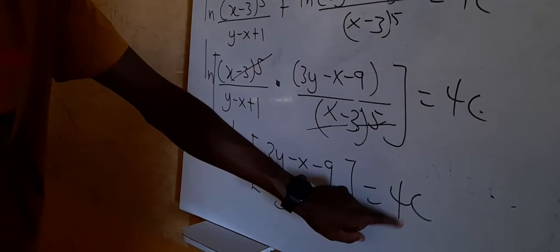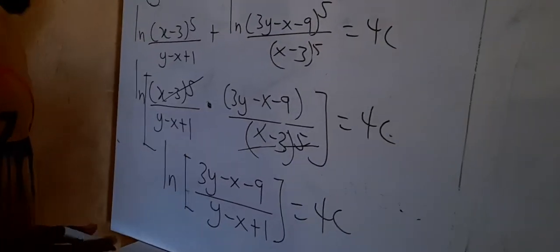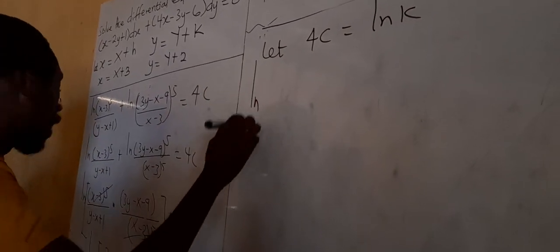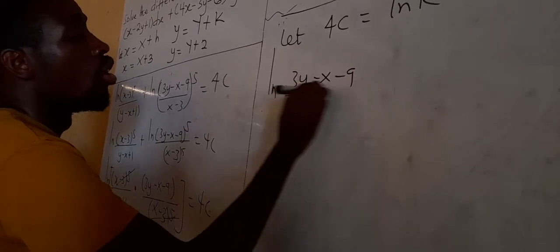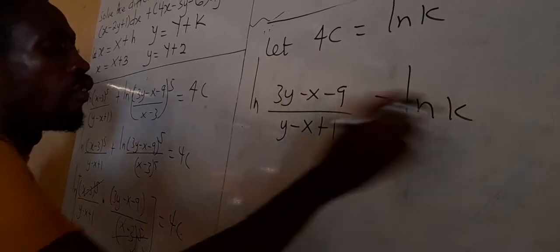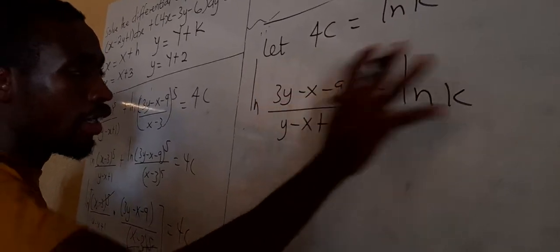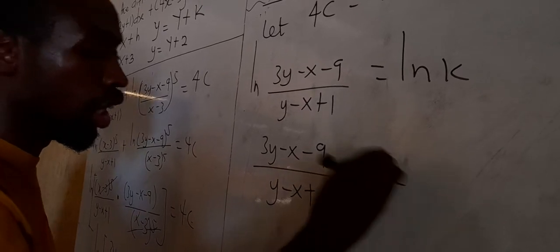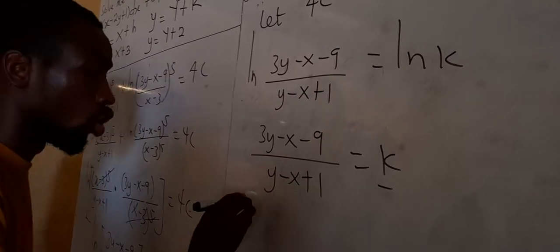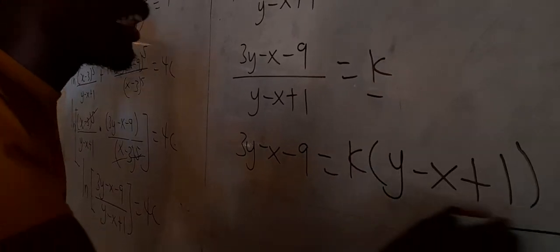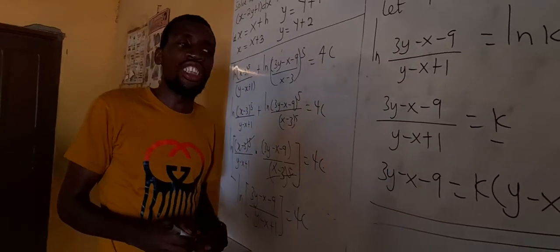So what will I do? I'll just let the whole of my 4c be equal to another constant. So let my 4c be equal to ln k, so that the whole system will change to ln. So you have ln 3y minus x minus 9 all over y minus x plus 1 equal to ln k. Since we have ln on both sides, the logarithms will be the same. So we have 3y minus x minus 9 all over y minus x plus 1 equal to k. So what do we do? We can cross multiply. So we have 3y minus x minus 9 equal to k bracket y minus x plus 1. Then this becomes our general solution.